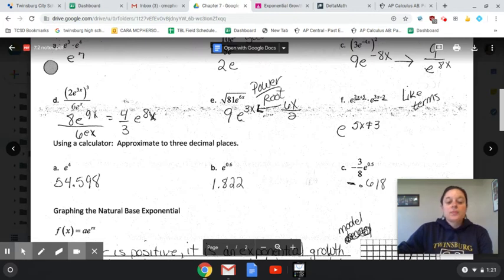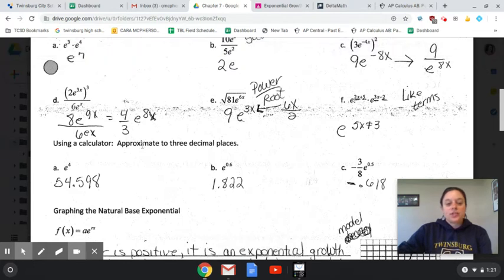And then you're going to subtract the exponents. Again, when you divide bases, you subtract exponents. So 9x minus 1x is 8x. And that is your exponent. And again, your base doesn't change.